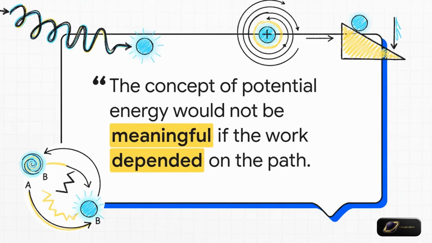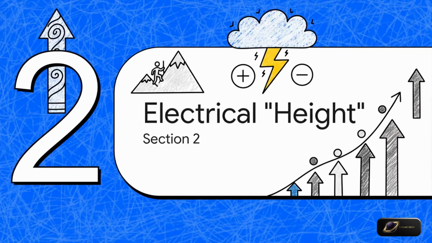And this quote just nails it. Think about it. If the path did matter, then a single spot in space wouldn't have a single specific energy value. You couldn't say the potential energy right here is X joules, because the answer would be, well, depends on how you got here. The fact that the path doesn't matter is what makes the whole idea of potential energy make sense at all.